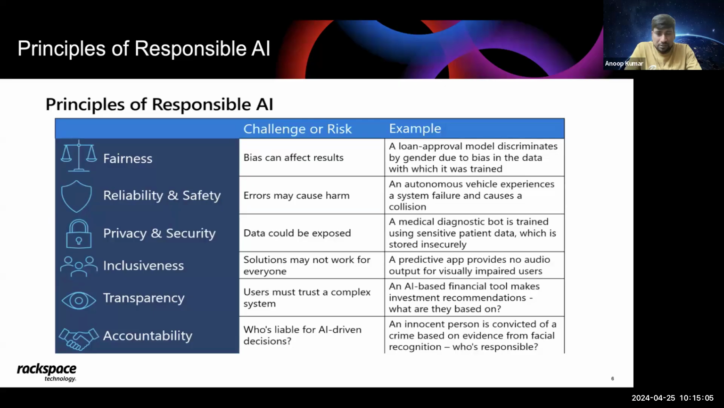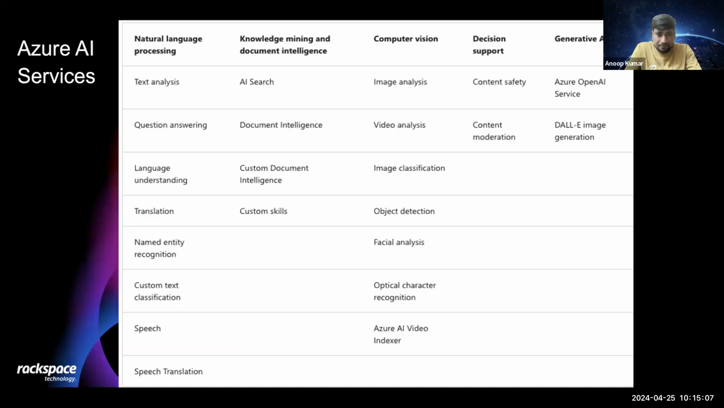Let's move on to the next slide. Let's talk about which Azure AI services are available now. Different types of Azure AI services are available. First is natural language processing. Second is knowledge mining and document intelligence. Third is computer vision and decision support. And the last one is generative AI. So I'll discuss generative AI, the Azure OpenAI and DALL-E models.